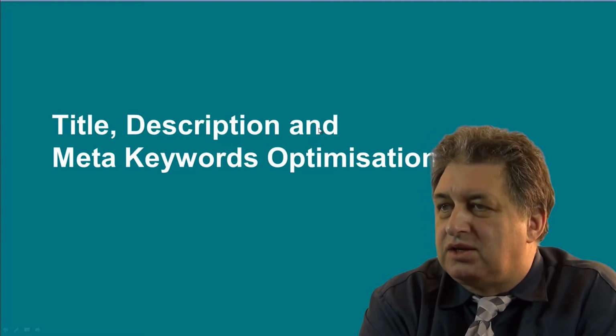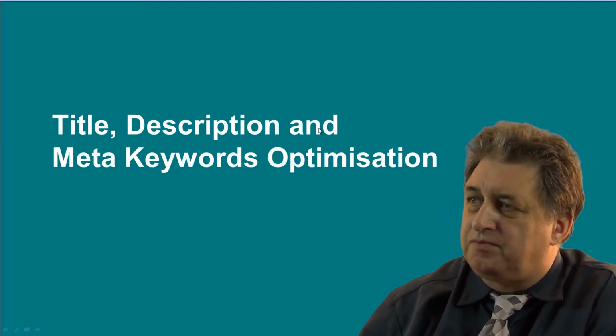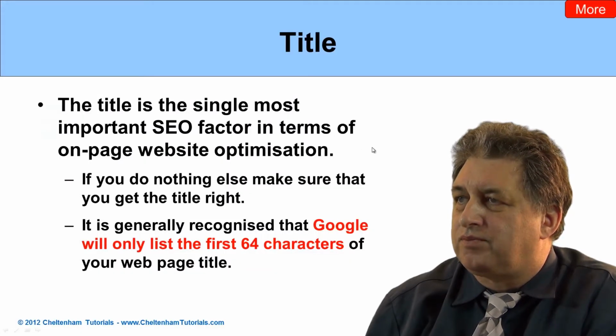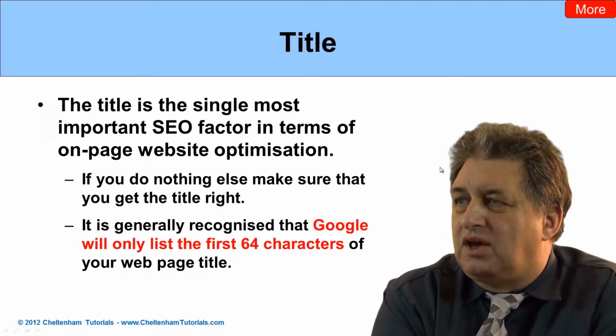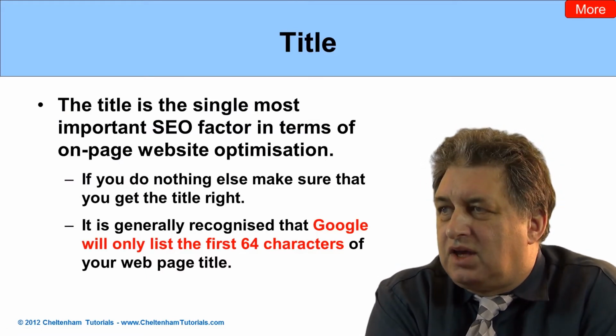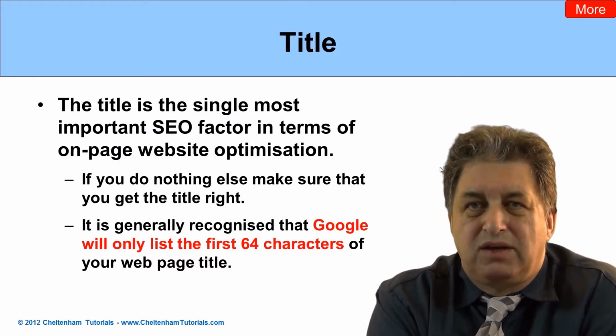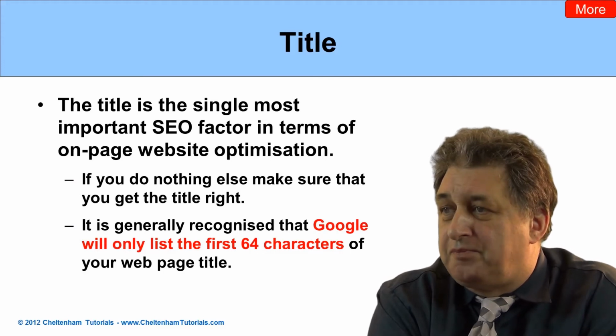Title, description and meta keyword optimization. Now the title is the single most important SEO factor in terms of on-page website optimization by far.